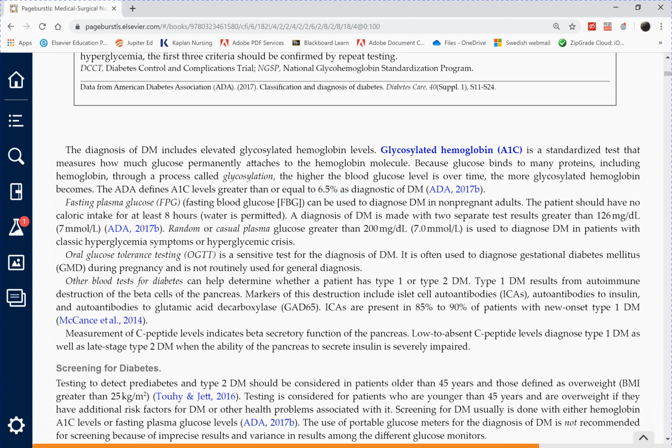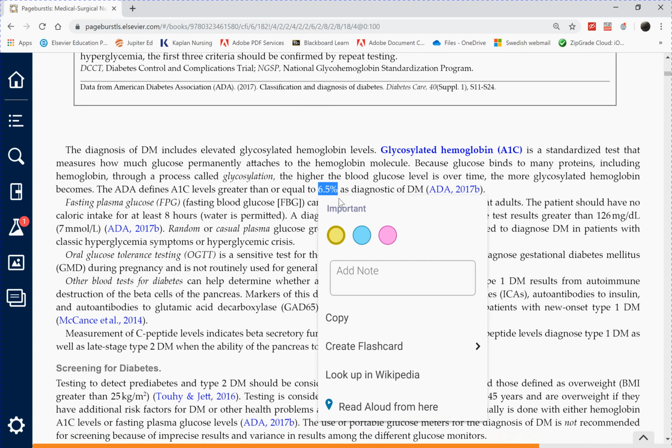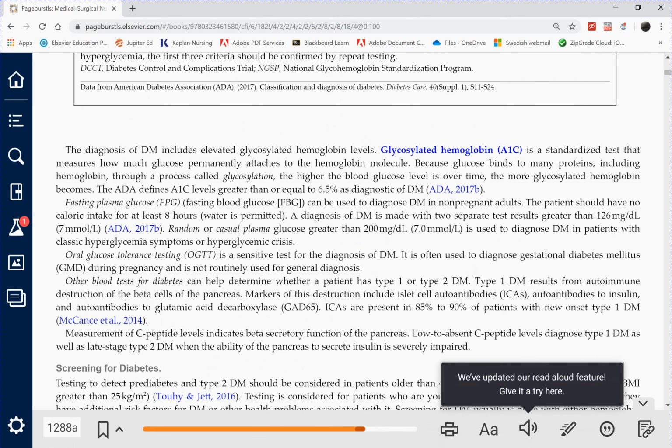Of course, this is a more reliable test based on the fact that red blood cells have a lifespan of about 120 days. Therefore, and this is in percentage, if let's say 6.5% or more of your hemoglobin is glycosylated, that gives you an idea.